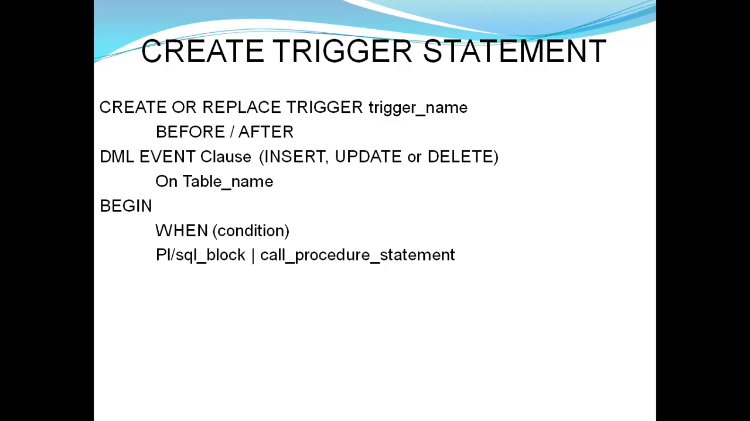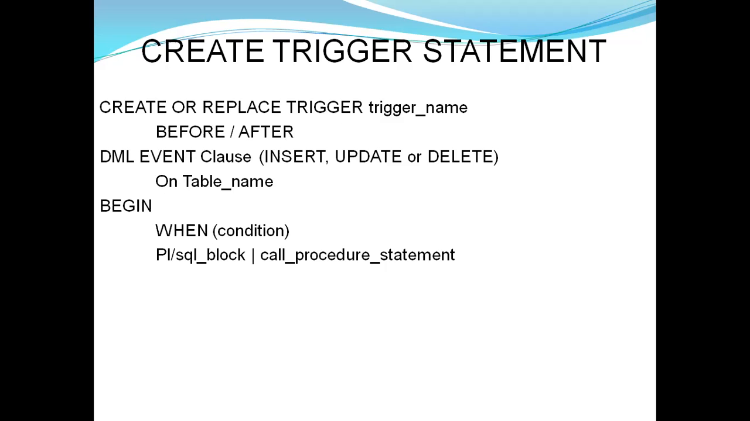So let's see what the syntax is. Create or replace trigger name, before or after. Then we say the DML event clause. This is not a keyword, right? You have to say before insert, before update, or before delete. This is just for your understanding here. And then, on which table you are using it. Now this trigger will be associated with that table for insert, if you have used it for insert.